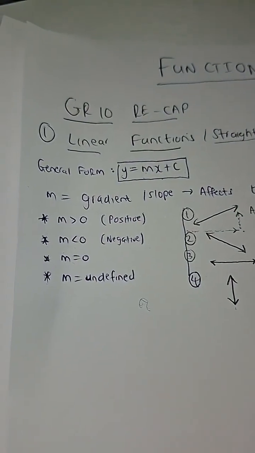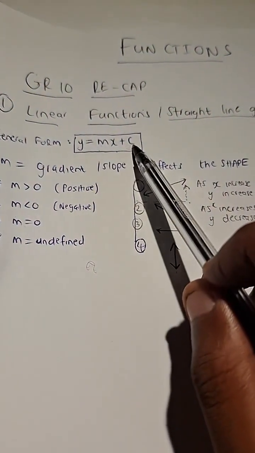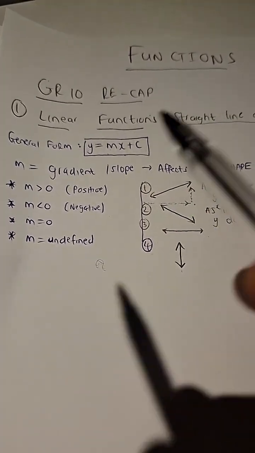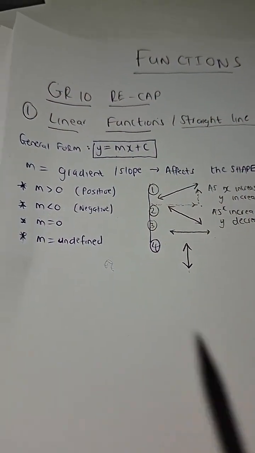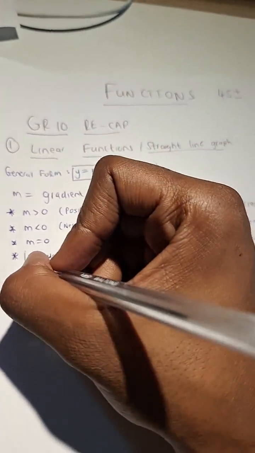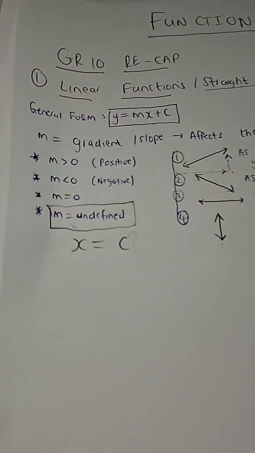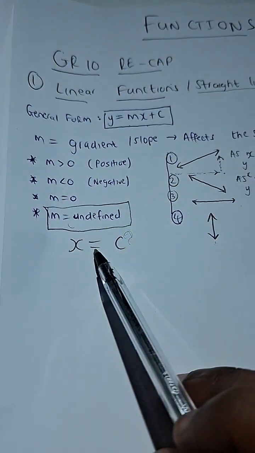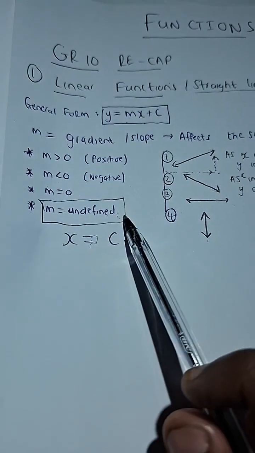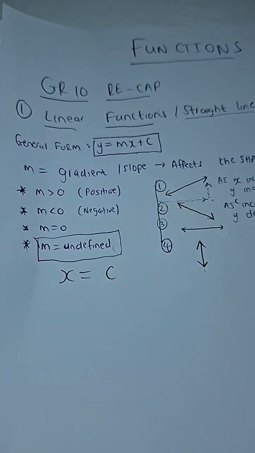Which makes sense, because if we have a horizontal line, that simply means that y is equal to that value of c throughout. And when m is undefined, which is very unique, that's when x is equal to some constant value. So the equation of the straight line where the gradient is undefined is simply x is equal to c, some constant value.